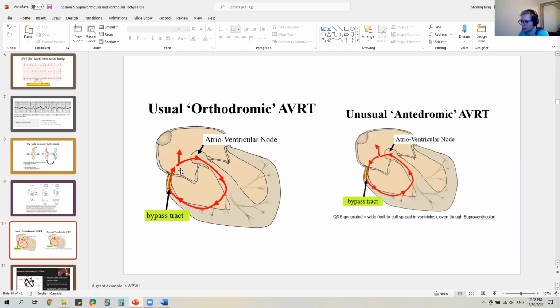And this is just another picture showing that on a larger scale. So you see the bypass tract, and it could be spinning around to the right. Using this, you're going to have a narrow QRS with the good fibers, and then you're going to have retrograde P. If you flip it around and you run the tract the other way, you're still going to have the retrograde P wave, but you're going to have a very wide QRS.